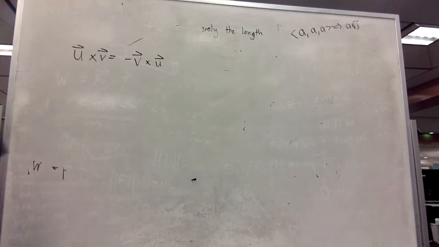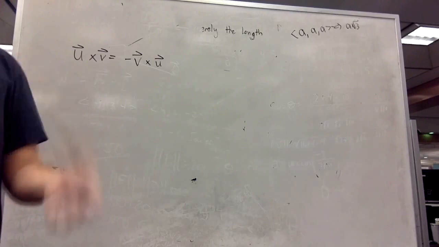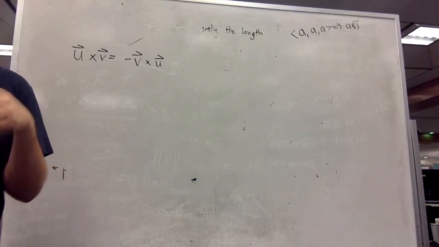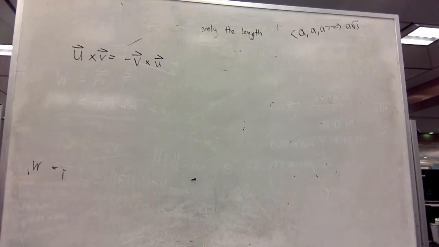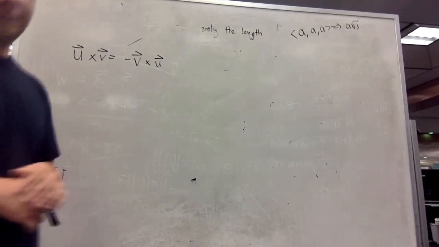It's like putting on your shoes and socks, right? You put on your socks first, and then you put on your shoes, you're gonna get laid. If you put on your shoes first, then you put on your socks, nothing's gonna happen. No girls are gonna talk to you. Okay? So it's anti-commutative. Exact opposite thing's gonna happen.